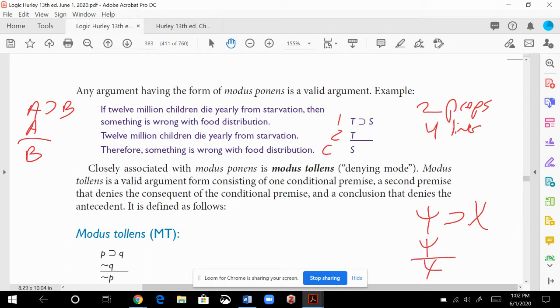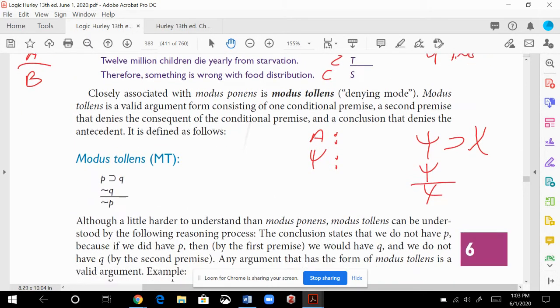If psi, then chi. We have psi, therefore we have chi. These are Greek letters, right? It doesn't even matter. You could use stars, diamonds, whatever. These represent, whether you have A, B, C's, psi's, or whatever, they always represent something. Well, up here, RT and RS represent something, right? RT represents 12 million children die yearly from starvation. What does our S represent? Our S represents something is wrong with food distribution. So it doesn't matter if you use letters or symbols, they're going to represent some sort of language, meaning, right?